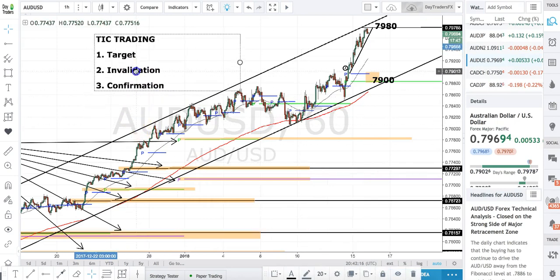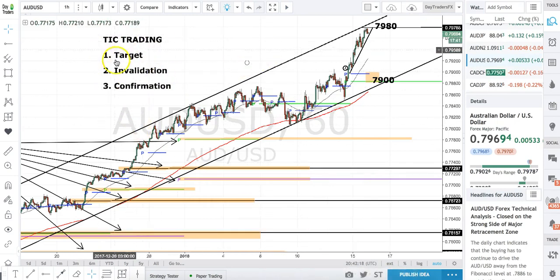So with my TIC trading, I call this my three-step process. No matter what style of trader you are, and no matter what market you're trading, this is good for Forex and commodities and stocks and cryptocurrencies and everything. This is what you need to know before you take a trade in any market that you're trading. Again, TIC trading.